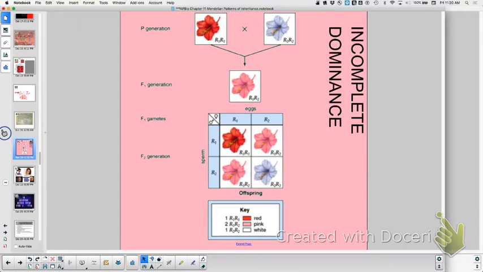They are the same. That's when you know you have incomplete dominance, when your genotype and phenotype ratios are the same, because the heterozygote has its own unique phenotype, right? So the genotype is 1 to 2 to 1, right? If we look at this, 1 to 2 to 1.